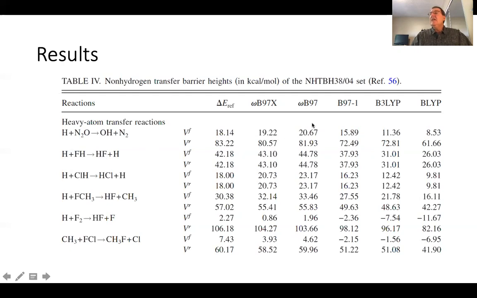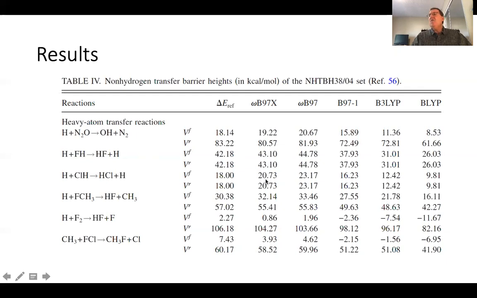Here it is without exchange. And that doesn't make sense. I'm not sure I know what omega B97 non-X is. I'm sorry. B3LYP, considerably worse. BLYP, considerably worse. And that's one of the things we know, that for barrier heights, B3LYP is not terribly accurate. Let's look at the chlorine exchange.